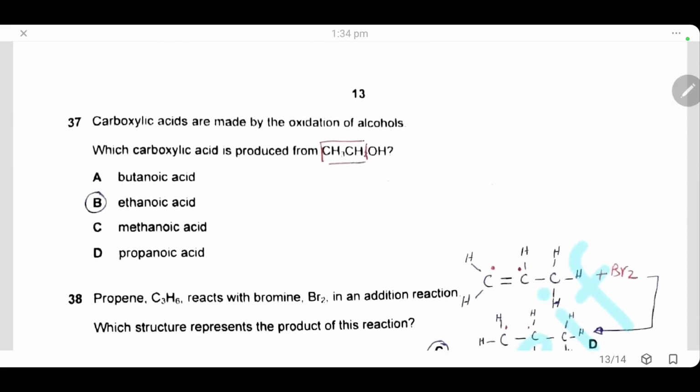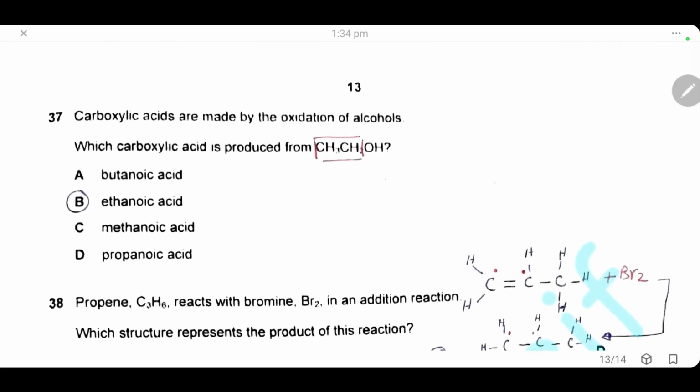Question 37. Carboxylic acids are made by oxidation of alcohols. Which carboxylic acid is produced from oxidation of ethanol? Ethanol has 2 carbons, so it will produce a carboxylic acid with 2 carbons. The answer will be ethanoic acid.